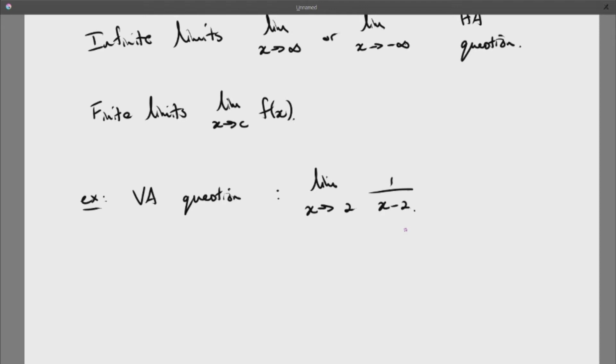Now, we are keeping things very simple and contained. So the vertical asymptote question will almost completely be reserved for rational functions, and we are going to keep it as simple as looking where the denominator equals 0. So in this case, this limit does not exist because the denominator is going to approach 0.